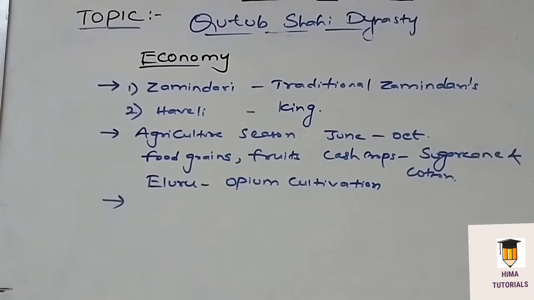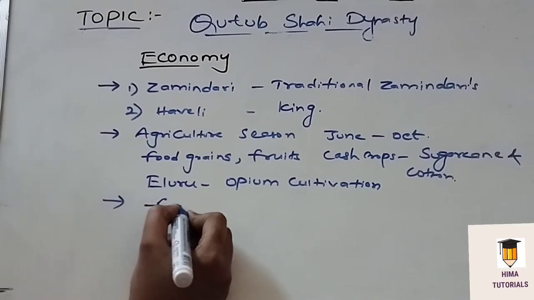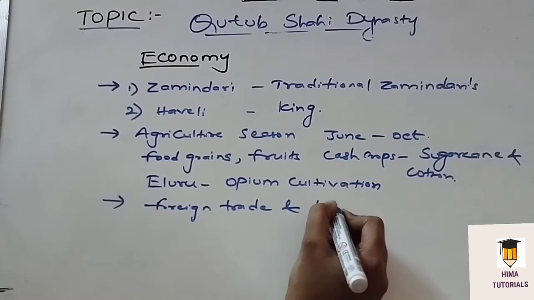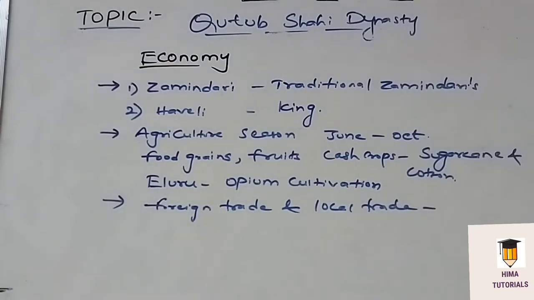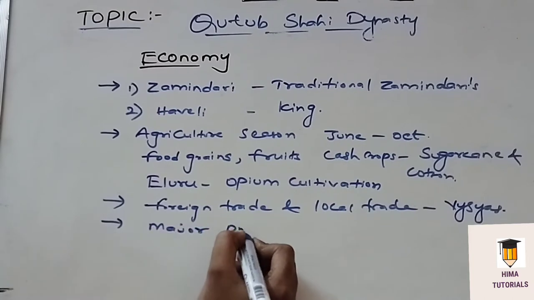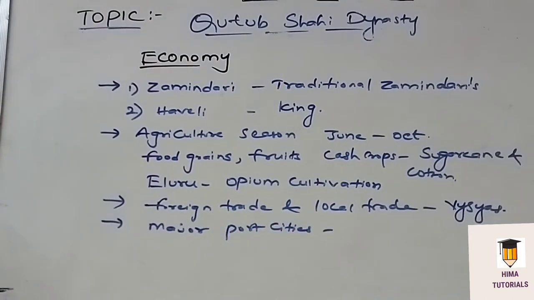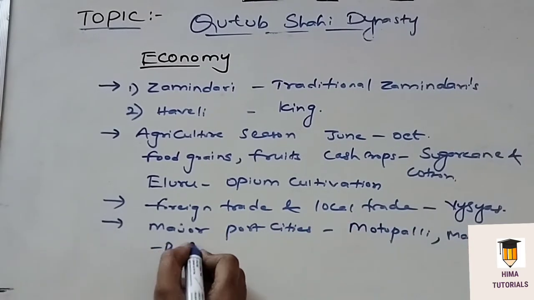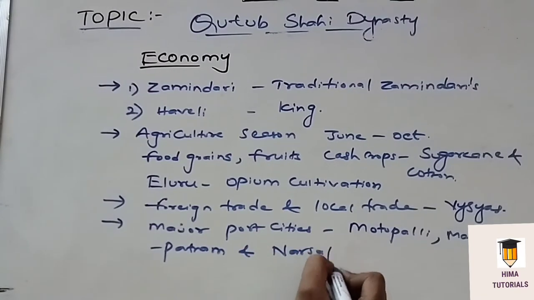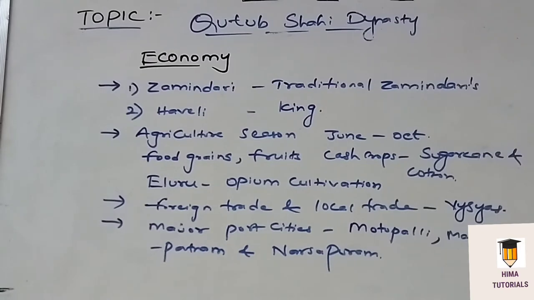Coming to the next point, the foreign trade and local trade were carried out by Vaishyas. And the major port cities during this Qutubshahi period are Motupalli, Machilipatnam, and Narsapuram. I hope it is clear. Please make a note of it.